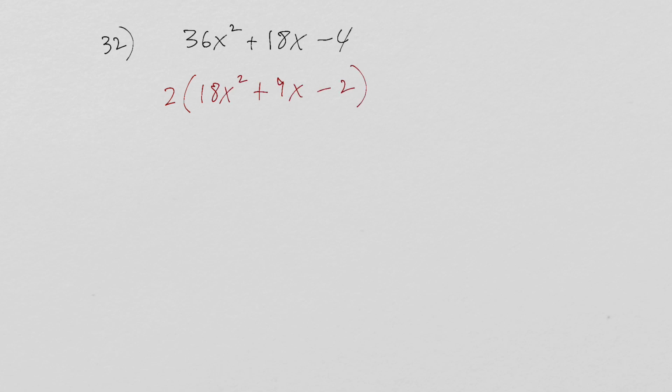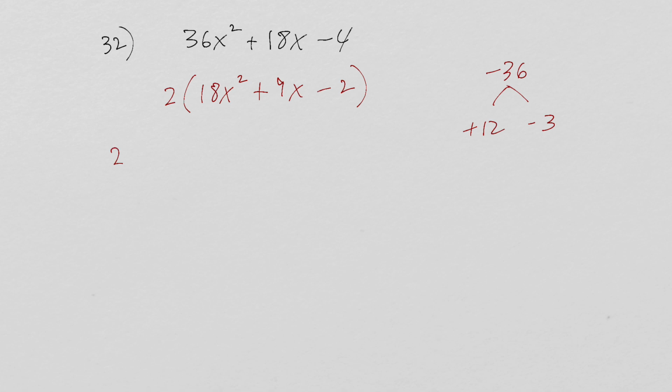Number 32. We have 36x squared plus 18x minus 4. Now this is not a perfect square because it's negative, so I can't use that perfect square thing, but I can take out a GCF. So let's start with that. 2, and I have 18x squared plus 9x minus 2. When I multiply my outer two numbers together, I get negative 36. Because it's negative, I'm looking for a difference of 4. So how about positive 12 and negative 3?